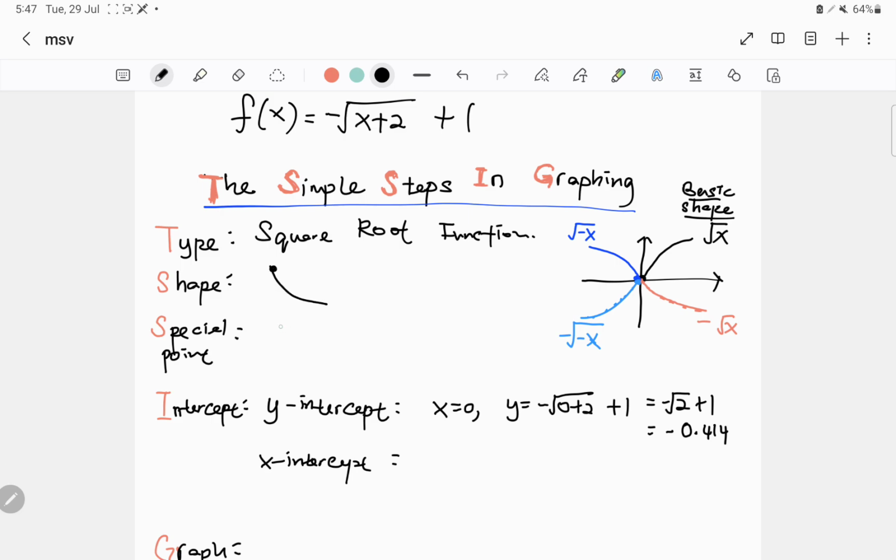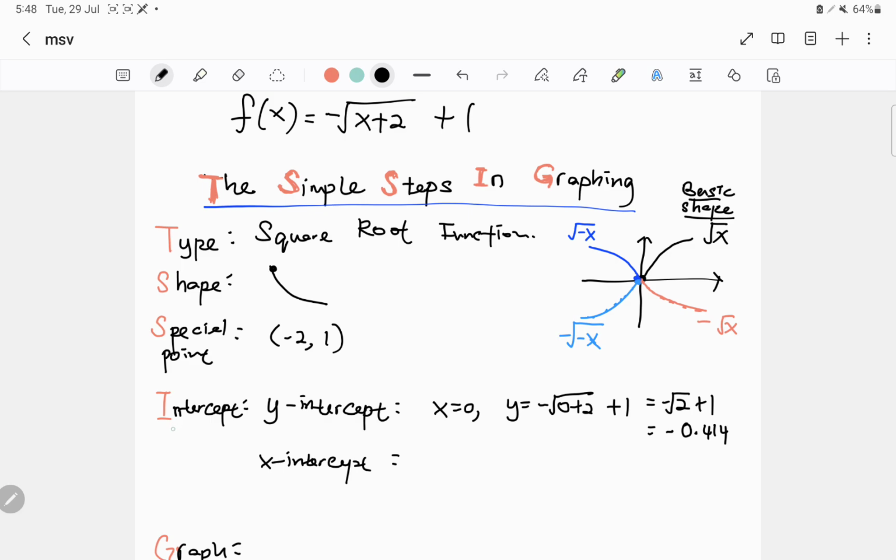And then what about the special point? The special point actually is the starting point of this curve. You can directly get it from the function. You can see x plus 2 inside the square root. In order to make x plus 2 become 0, you must have negative 2. After you substitute negative 2 into the function, you know the coordinate y will be equal to 1.